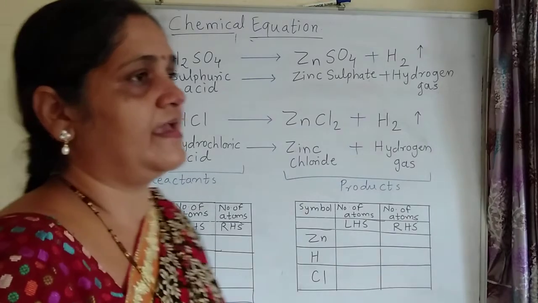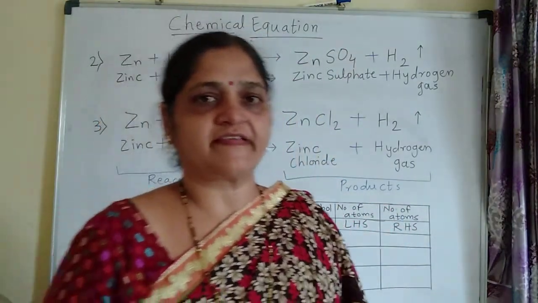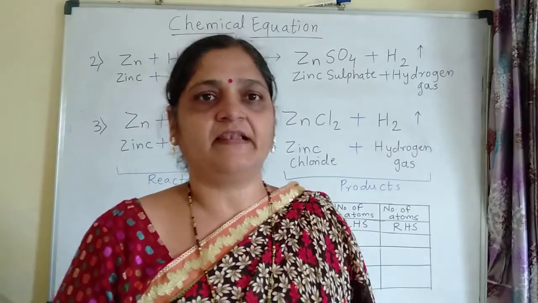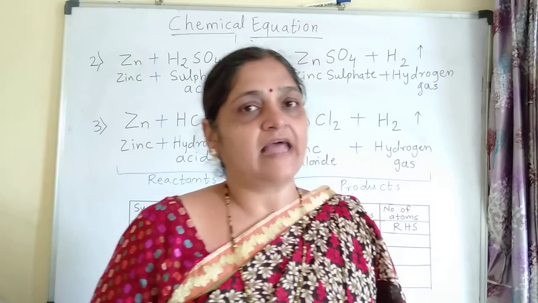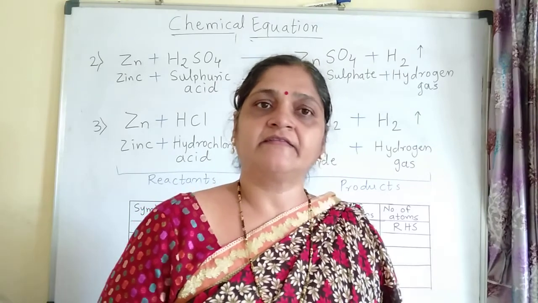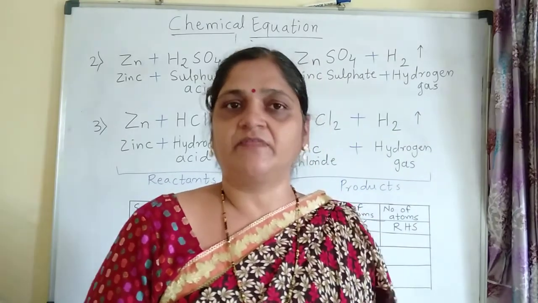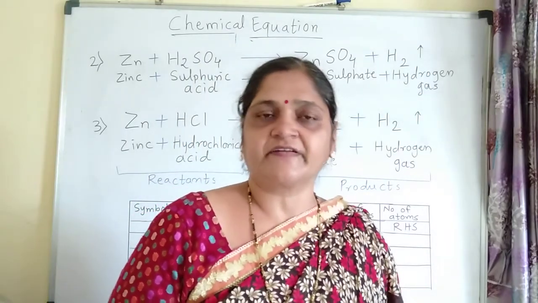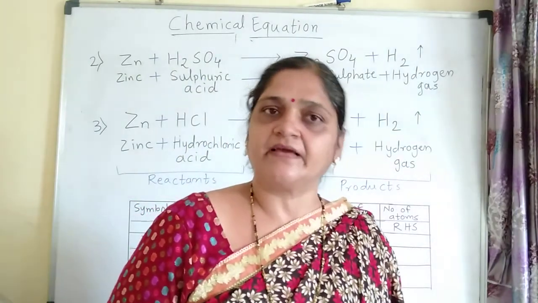Now when we see any chemical equation, there will not always be the same number of atoms on both sides of the equation. When there is a difference in the number of atoms of each element on the left hand side and the right hand side of the equation, then that type of equation is known as an unbalanced chemical equation. And when there are the same number of atoms of each element on both sides of the reaction, meaning on the left hand side, that is the reactant side, and the right hand side, meaning the product side of the equation, then that chemical equation is known as a balanced chemical equation.